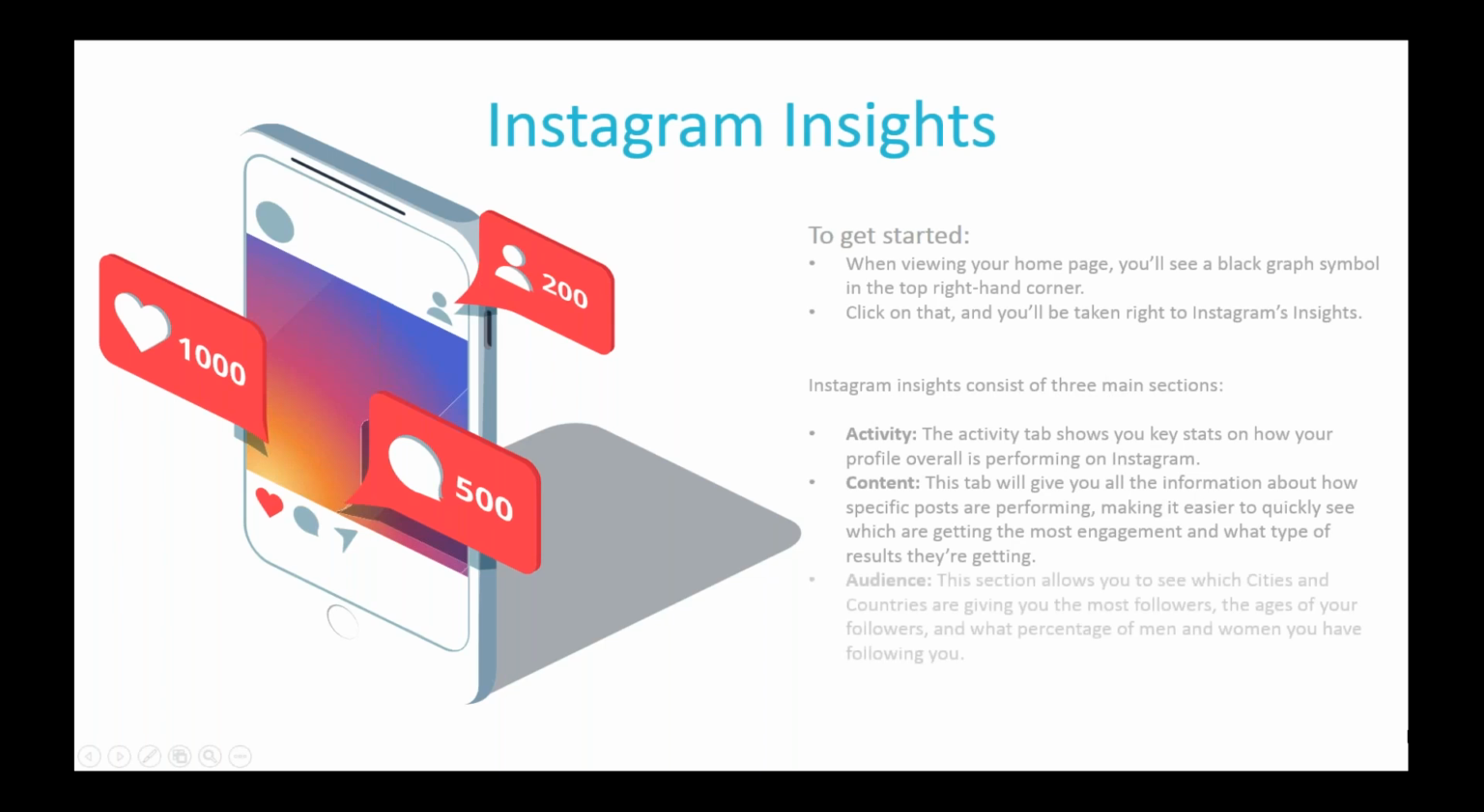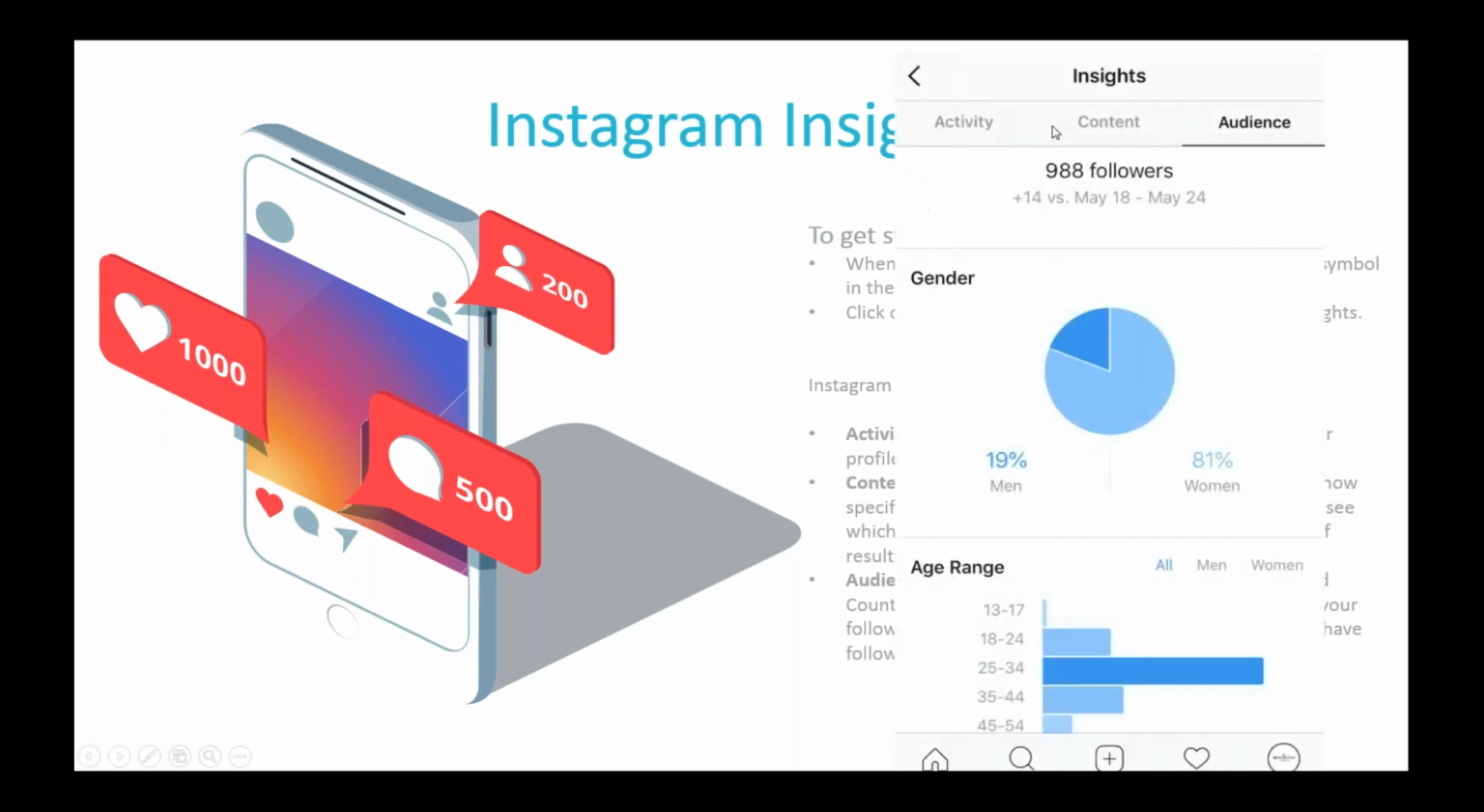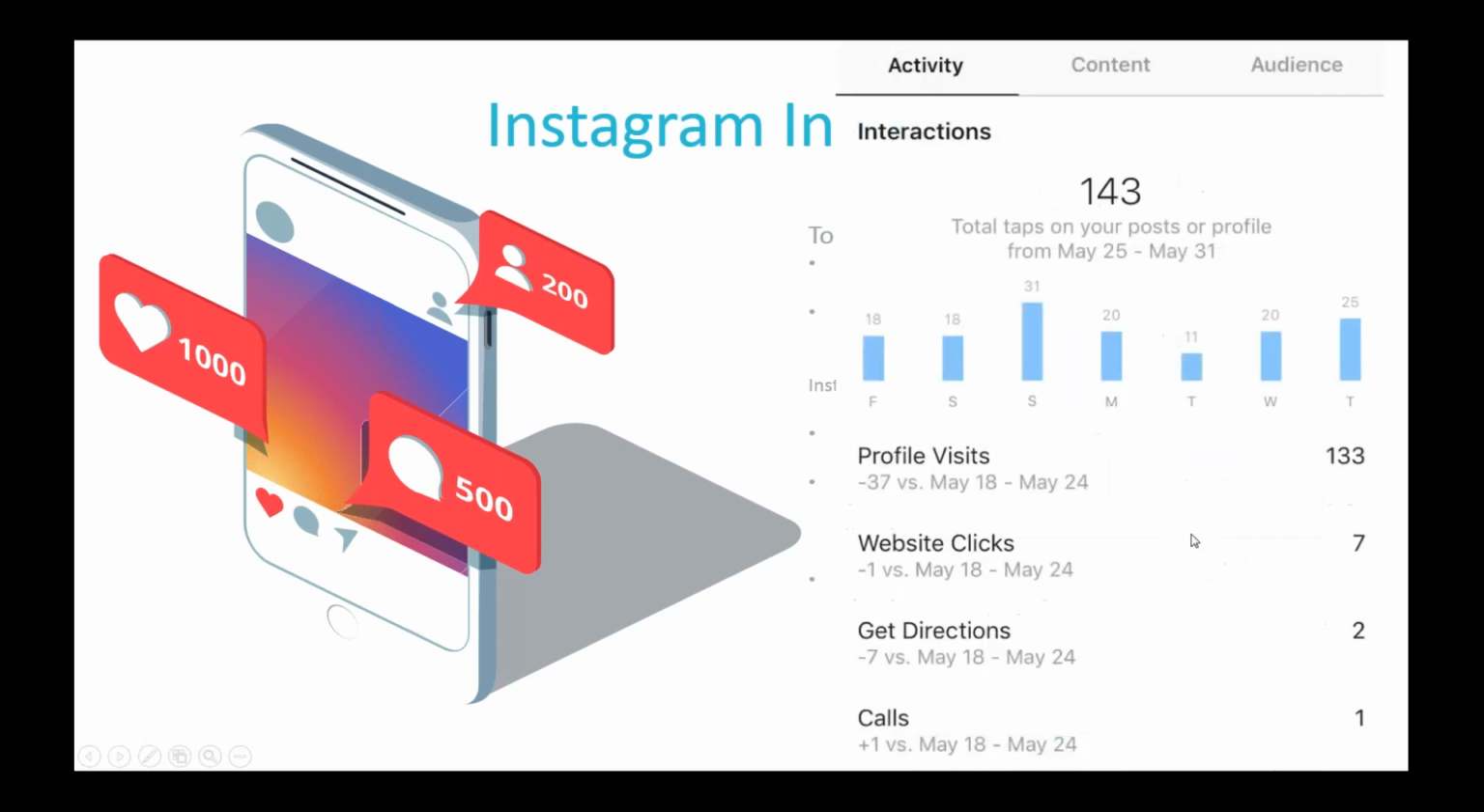And then finally, the audience section allows you to see which cities and countries are giving you the most followers, and then really breaks down your demographic, you know, to age, the percentage of men and women, different things like that. So quickly, I'll show you what this looks like. After you click into that little graph symbol, you'll see these 3 tabs here. So audience, you can see the breakdown here, the men-women pie here, the age range, all you can break that down a little bit more between men and women.